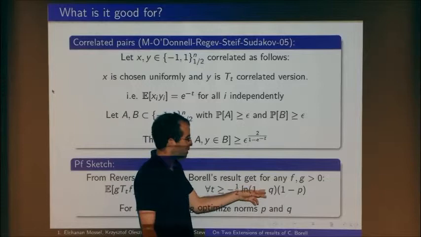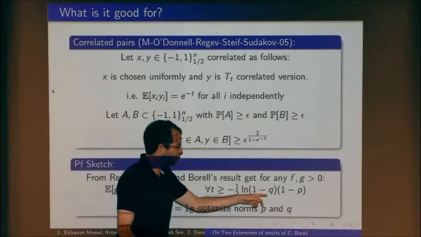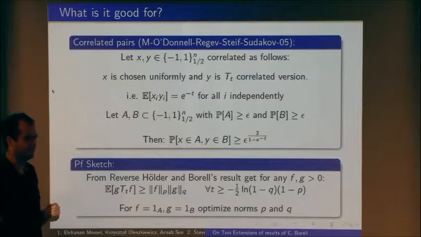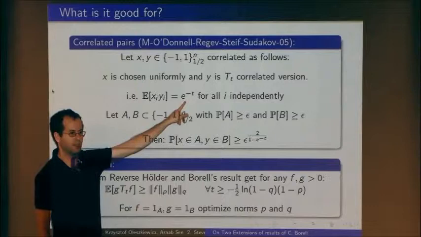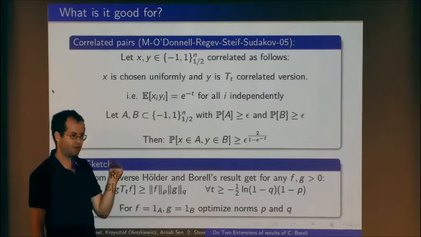And the point about this inequality is that if you think about q and p, how does the probability that x belongs to A and y belongs to B depend on t at all? Here x and y are rho-correlated, where rho is e to the minus t. So the probability that x_i equals y_i is (1 plus e to the minus t) over 2.